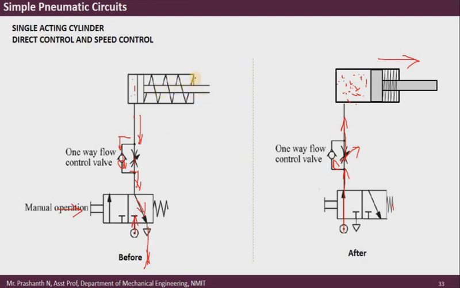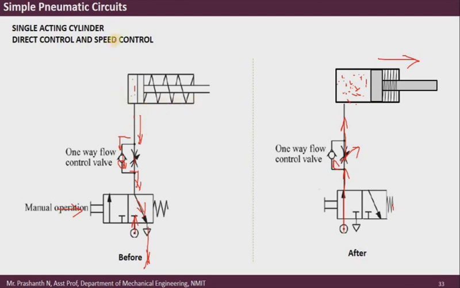The reason the piston is retracting back is the spring. When it extended, the spring was compressed, and when the valve got shifted, whatever air was present here got exhausted, and as a result the spring returned the force and the piston came back to its initial position.